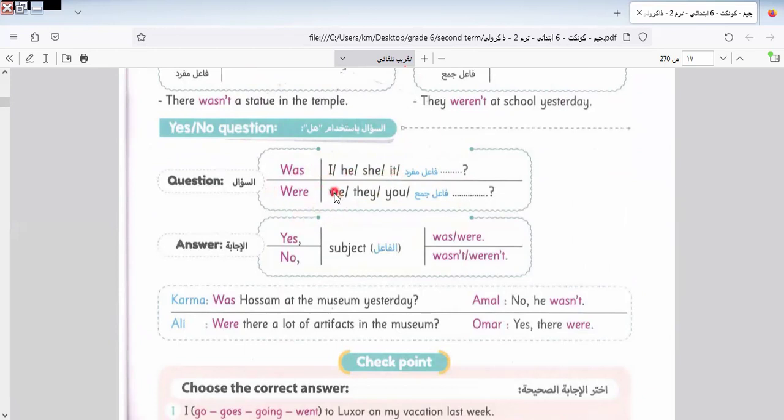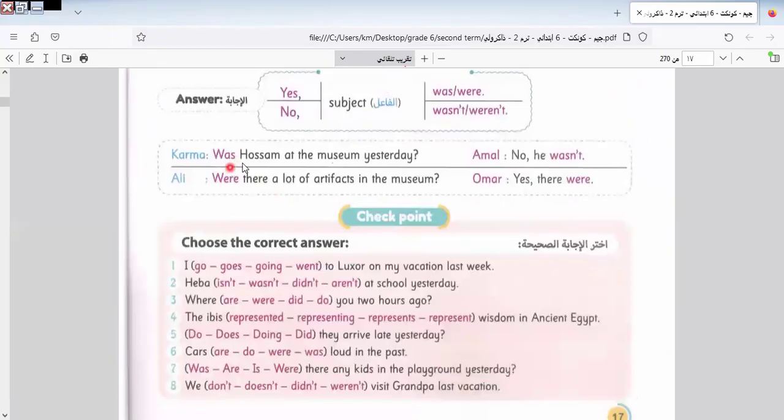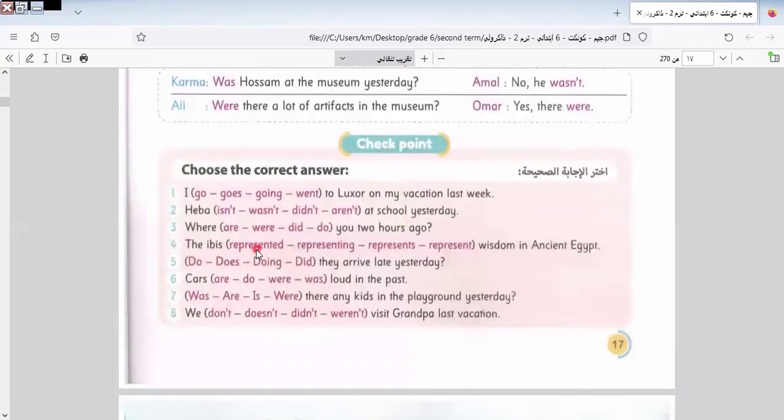The pronouns that take were are we, they, you. Here we say, was Hazim at the museum yesterday? Amal: No, he wasn't. Were there a lot of artifacts in the museum? Omar: Yes, there were.